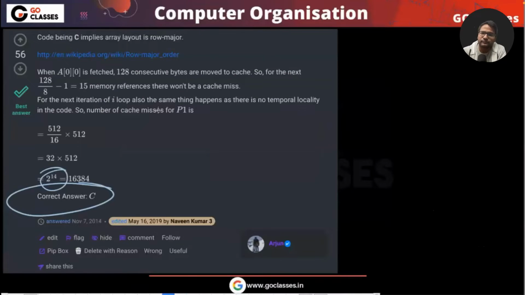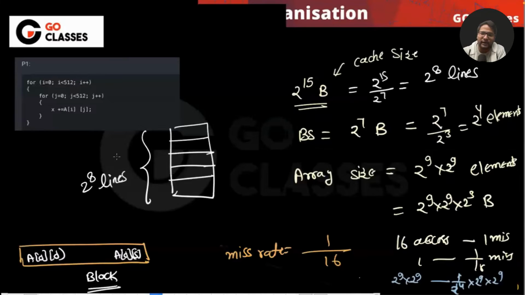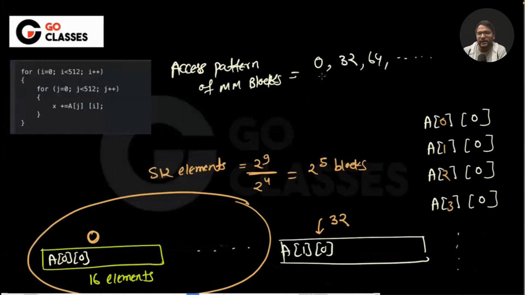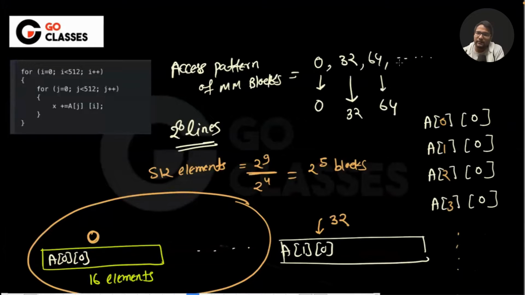How many lines do you have? 2 power 8 lines, right? If you have 2 power 8 lines, what will it map to? Can anyone tell me? Line number 0. Then it will map to line number 32, then 64, and then it will be mapped to 96.